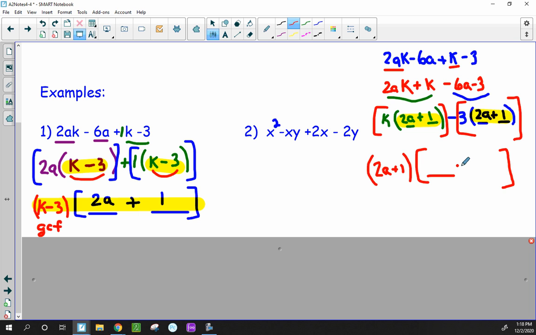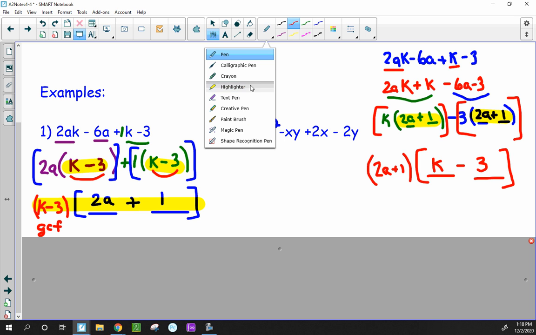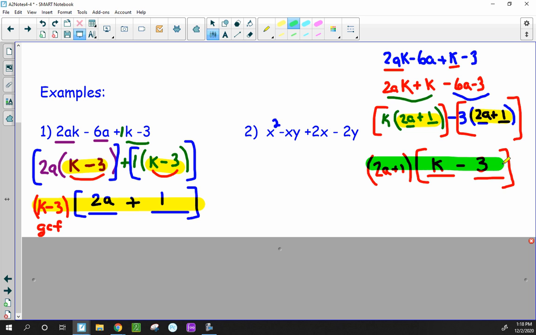I'm going to drop my minus sign down, and we'll fill in the blank. 2a plus 1 times something goes here to give me everything in this first bracket. And so I notice I had the same thing, and the only thing I've left out is the k, so k has to go there. 2a plus 1 times something is 3 times 2a plus 1, and that's easy, should just be 3. And so when I look at this answer, I'm seeing 2a plus 1 times k minus 3.